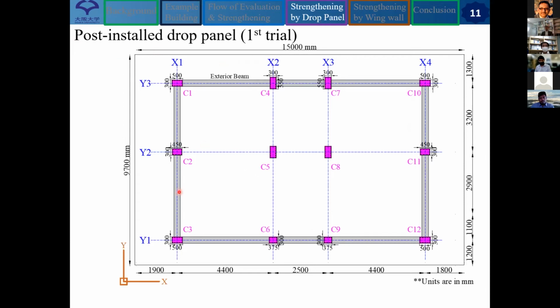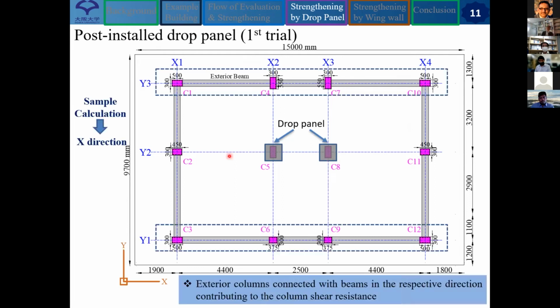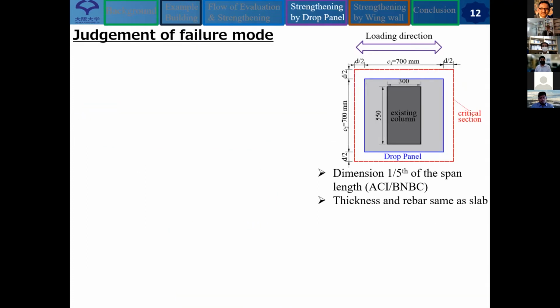Here, this is the existing building, and drop panels were planned to be installed at the interior columns. For the sample calculation, I'm showing the X direction. For the X direction, you can see that only these columns will contribute to column shear resistance, because there is a connected beam in the respective direction. After installing, we are using the drop panel, and its dimensions are assumed according to the ACI BNBC code, and the thickness and rebar were also used as per the ACI BNBC code, but within and the same as the original building.